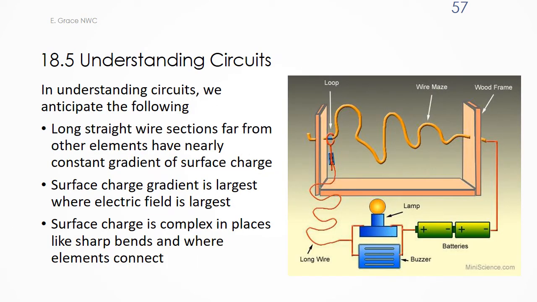So now we can understand circuits in more detail. You would anticipate the following: when you have long straight sections far from other elements, they're going to have a nearly constant gradient of surface charge. Surface charge is going to be the biggest where the electric fields are the biggest. So think resistors around the battery, etc. And surface charge is very complex in places like sharp bends. We're sticking with the general idea of how surface charge works.